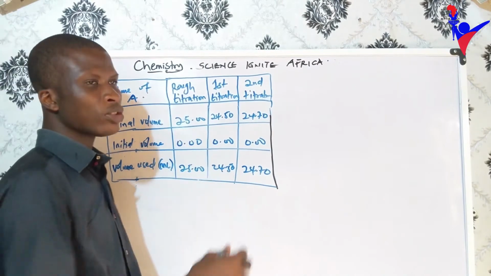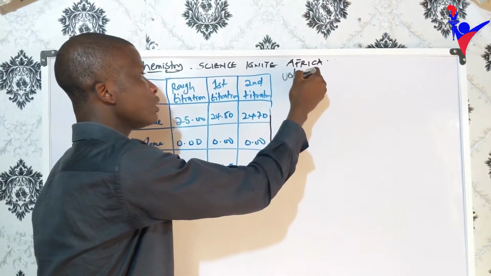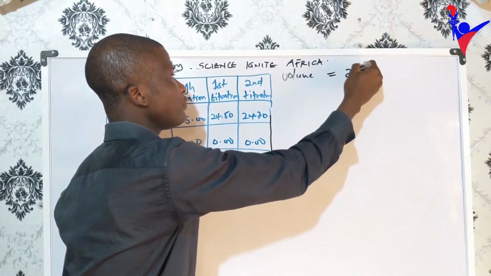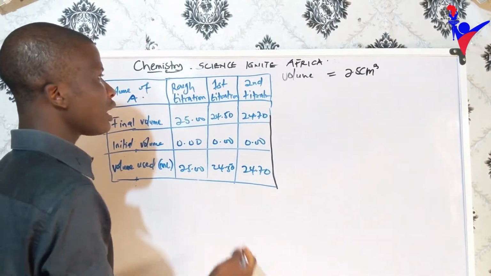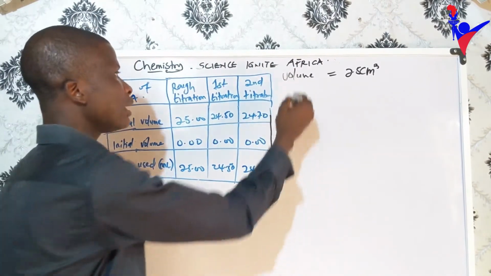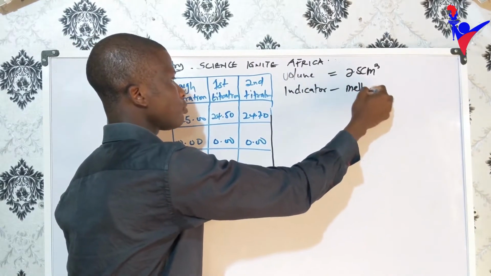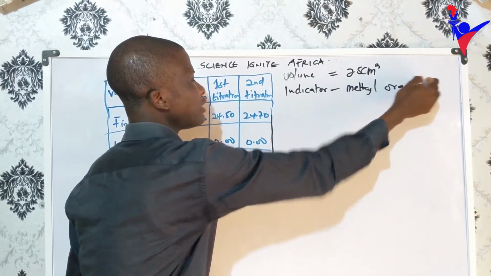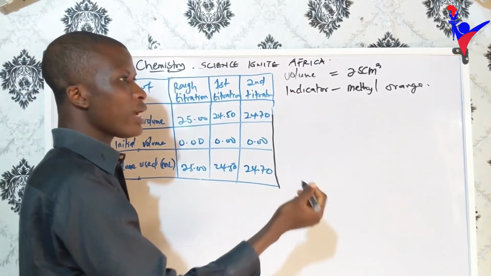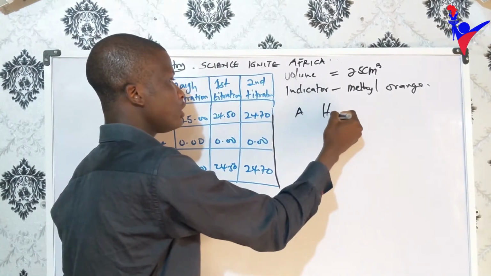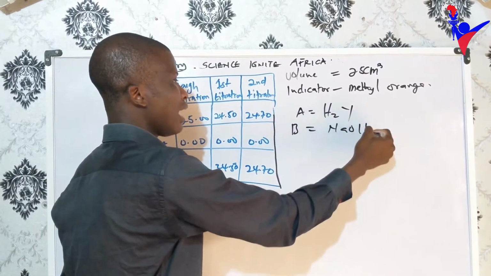Of course you know there are some factors that must be stated. The volume of the pipette you use, which in this case, let's say, is 25 centimeter cube. You also have to state your indicator, and in this case the indicator is methyl orange. And don't forget, the reaction is between A and B. What is our A? Our A is H2Y, an acid, while our B is sodium hydroxide.